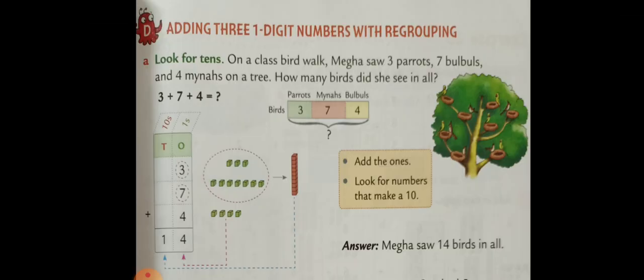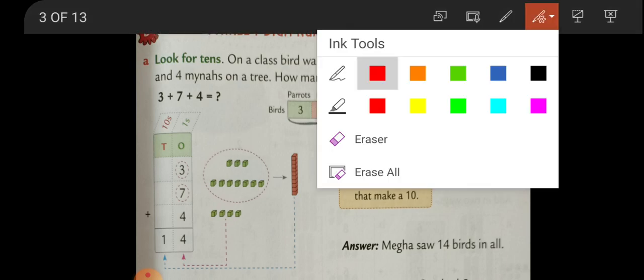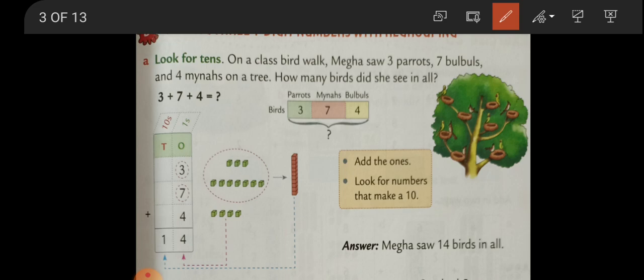Let us begin now. Now see, children, when I say doubles, that is a total of 10. Now let us see, these are the examples. Add the ones, then look for the number that makes the 10. Now for example, see here, the first example, it is given to you through this word problem sum: 3 parrots plus 7 bulbuls and 4 mynas were on the trees. The total, how many are there?